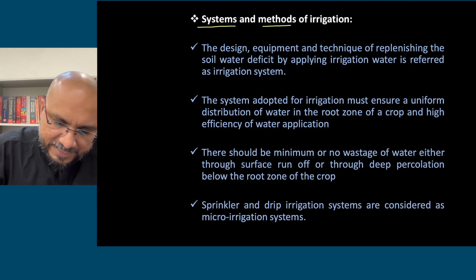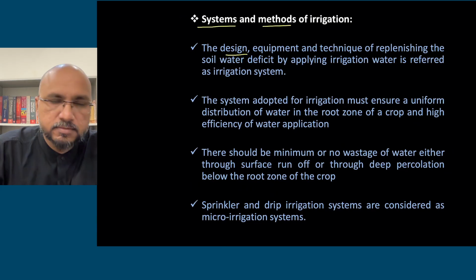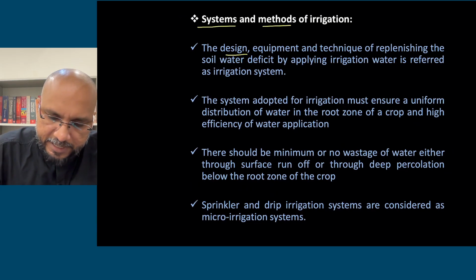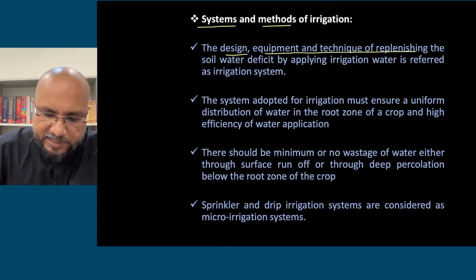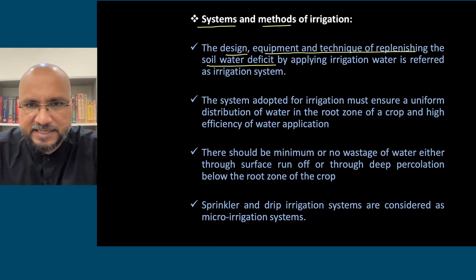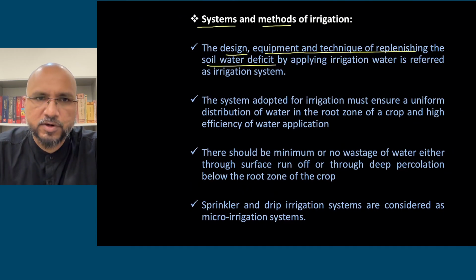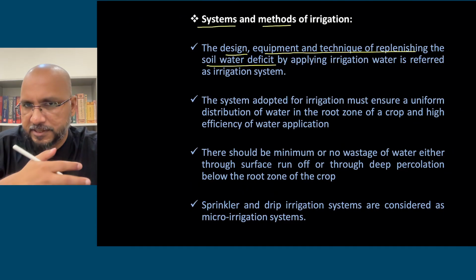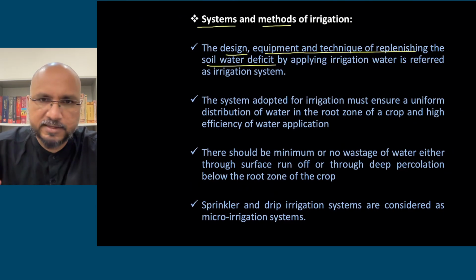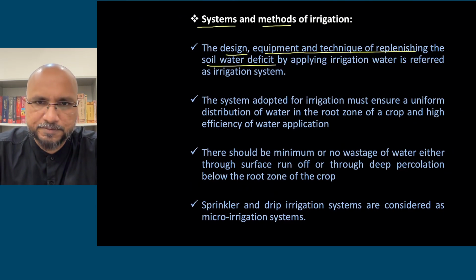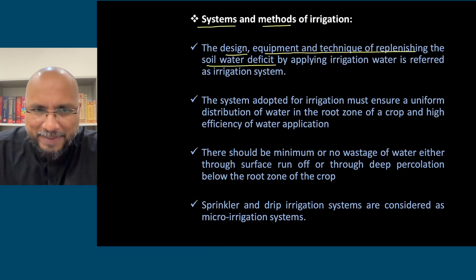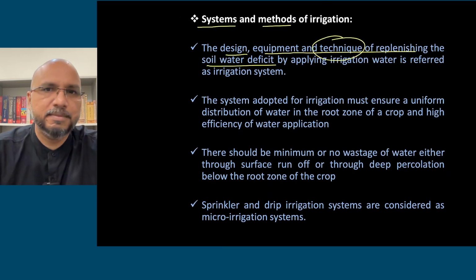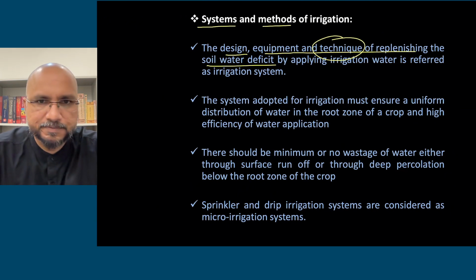So the design, how you are dividing the field, the equipment and the technique of replenishing the soil water deficit by applying irrigation water is called as irrigation system. So system is a broad word, the whole infrastructure, the design, the equipment, everything comes under this particular term. Particularly how you are applying, the technique, that is the method of irrigation, only technique.